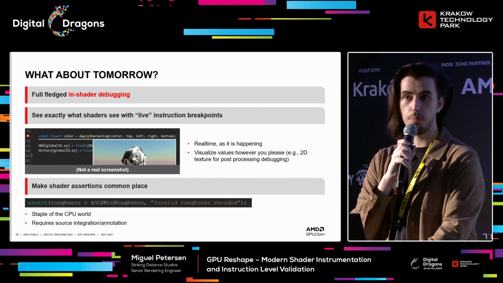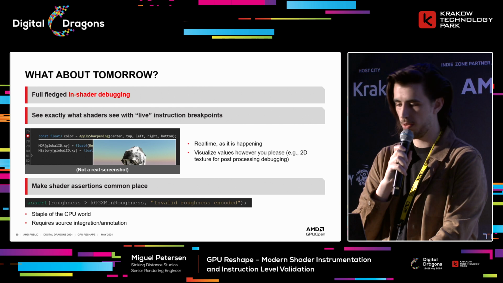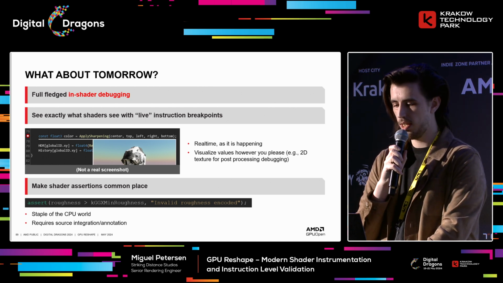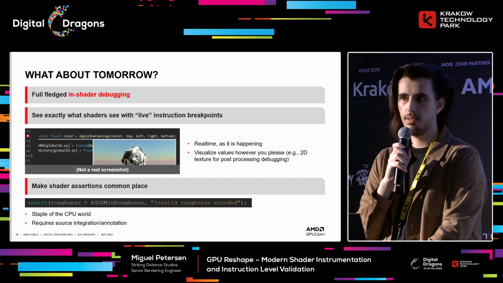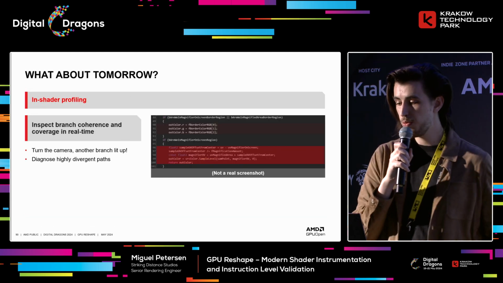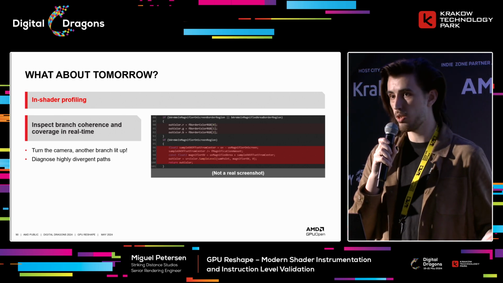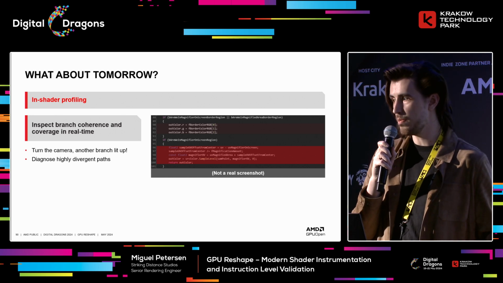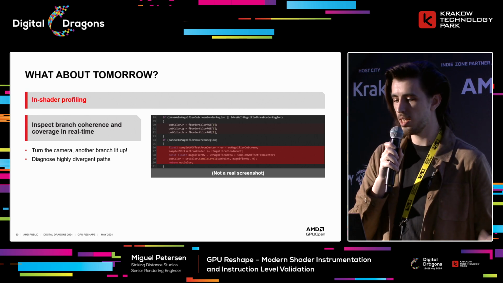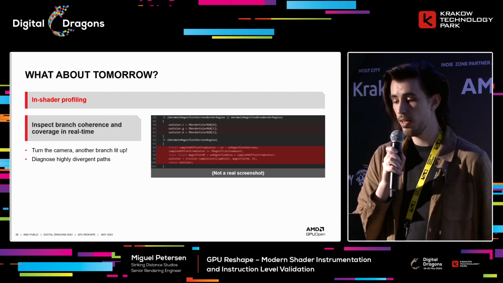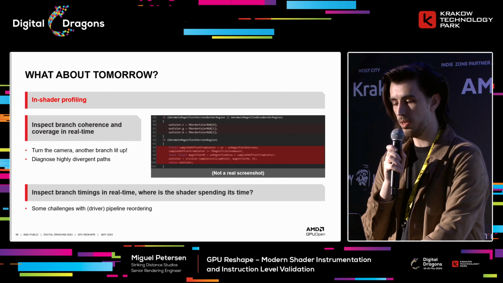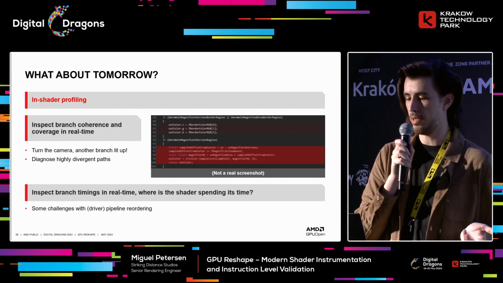Another one is a staple of the CPU world, assertions, right? In this case, let's pretend we can validate GGX roughness. This requires some source integration, but I think that's just fine. And what about profiling? What if you could inspect branch coherence and coverage in real time? As before, it's live. Turn the camera, play the game, and watch the different branches light up. Get a different feel for what's happening. On top of this, Reshape may also provide branch timings in real time to figure out where the shader is really spending its time.